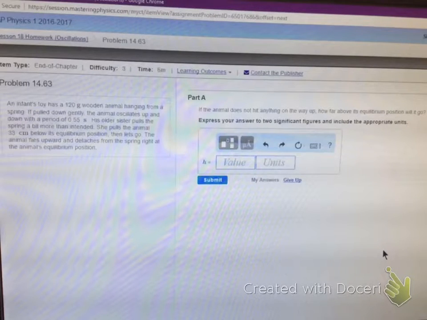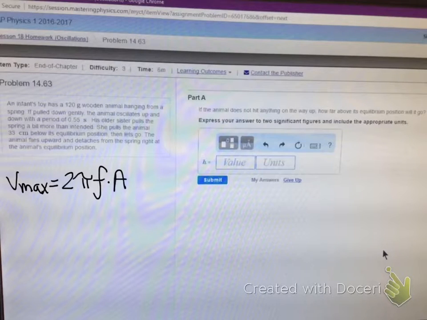So we saw in a bunch of other problems that we've done and in our notes that Vmax is going to be equal to 2 pi f times our amplitude. Your amplitude here is going to be how far below the equilibrium position you pulled it. In my case, this is at 33 centimeters or 0.33 meters.